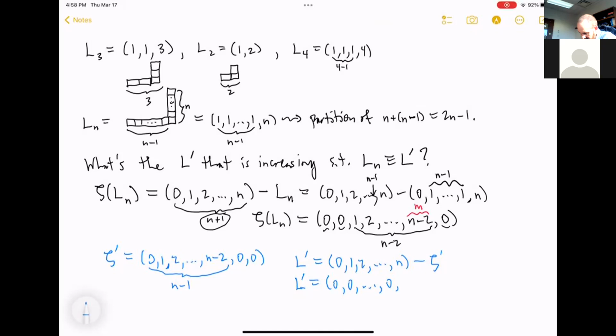Last 2 entries. So remember, this guy right here was gotten by doing n minus 2 minus n minus 2. But then the last 2 entries, which are n minus 1 and n, I would be subtracting these zeros right here. So it's going to be n minus 1 and then n. Okay, which when you think about it is just this. Okay, so boom, boom, boom.